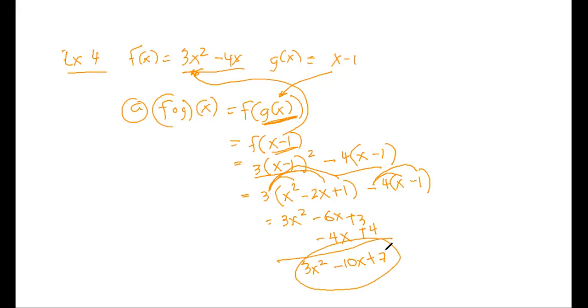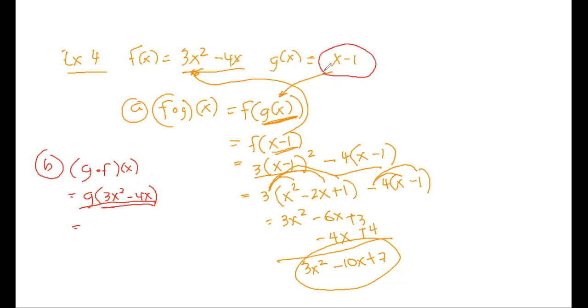Now, let's do the second question. The second question is, we need to find, I'll just write at the other side, g composed with f of x. Now, this is g, what is our f? 3x squared minus 4x. It means that for all x in the value of g, we need to have this value. So let's go to the function g.